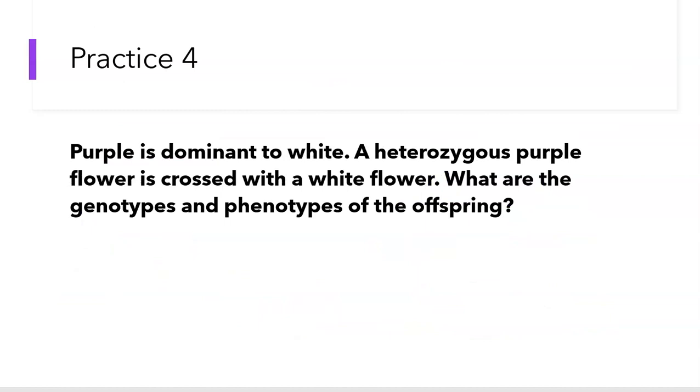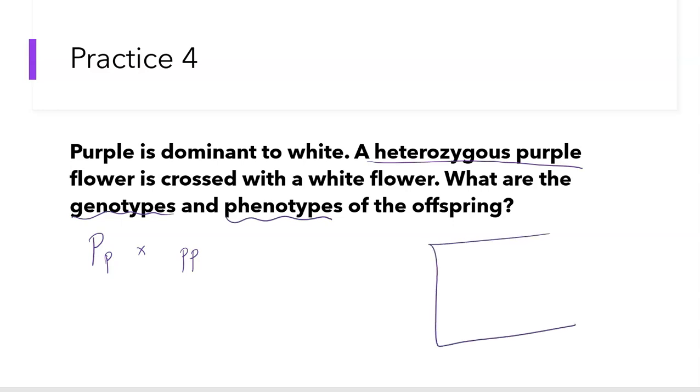Purple is dominant to white. A heterozygous purple flower is crossed with a white flower. So heterozygous purple flower is crossed with a white flower, which is recessive, so little p, little p. What are the genotypes and phenotypes of their offspring? So again, draw a little Punnett square on your paper and fill in their possible gametes of the parents and cross them. Let's see what the predicted offspring could be. So again, the Punnett square is just a prediction. It doesn't mean they're going to have 4 children.